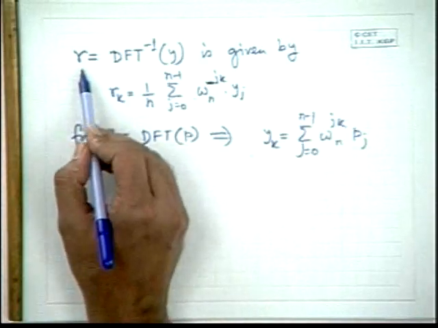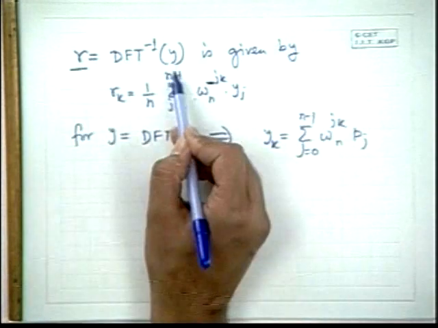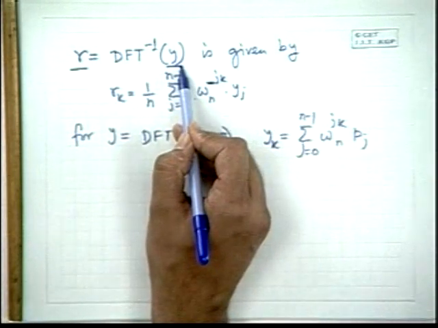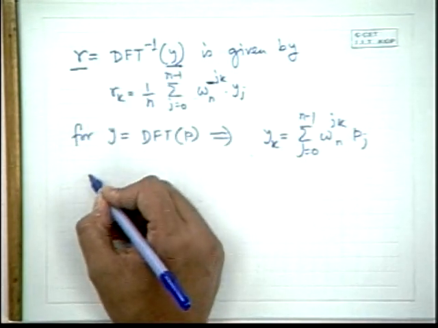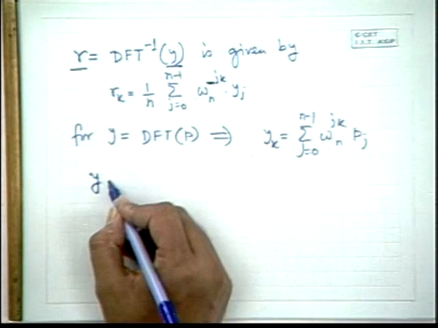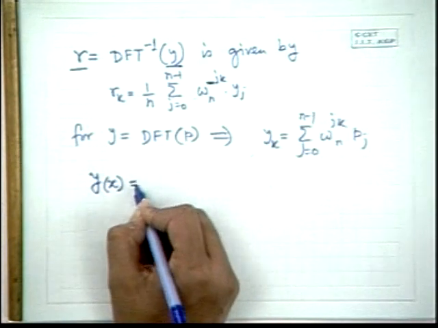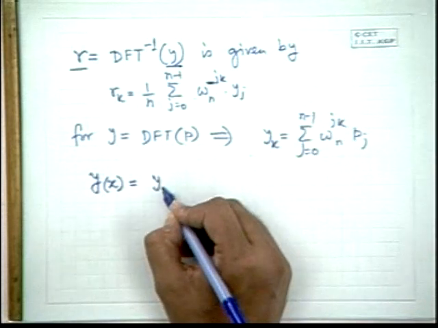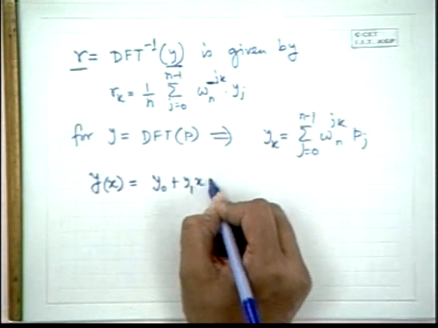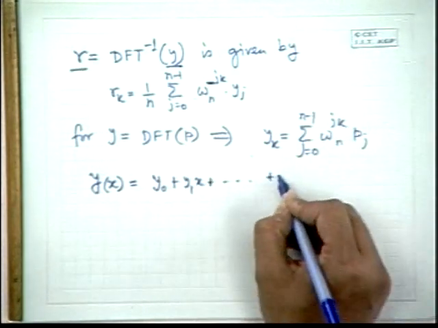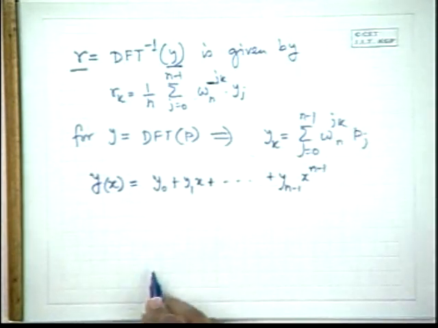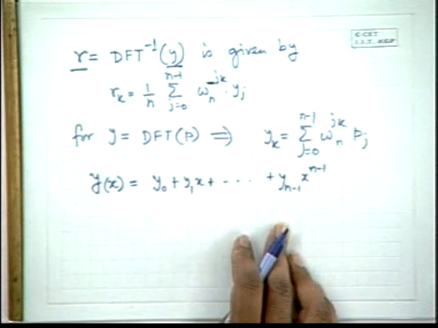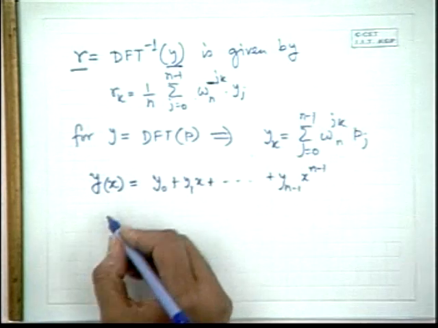So remember, we are trying to find r from y. The values of y have been given to us, and we are trying to find r. Now you form a new polynomial y(x), just assume a new polynomial y(x) which looks like y0 plus y1 x up to yn minus 1 x to the n minus 1. Just assume this polynomial, and again split this polynomial into two parts.